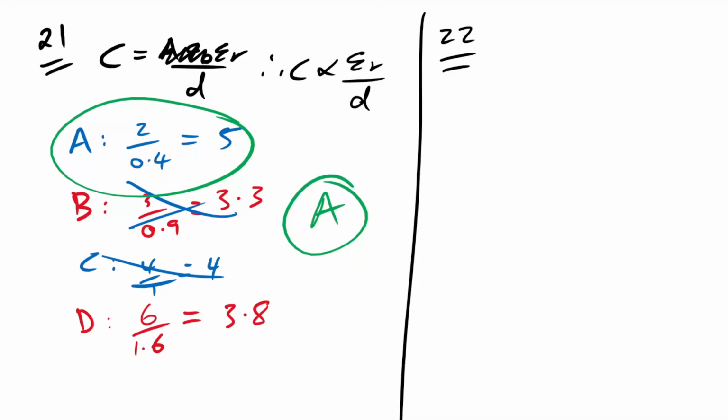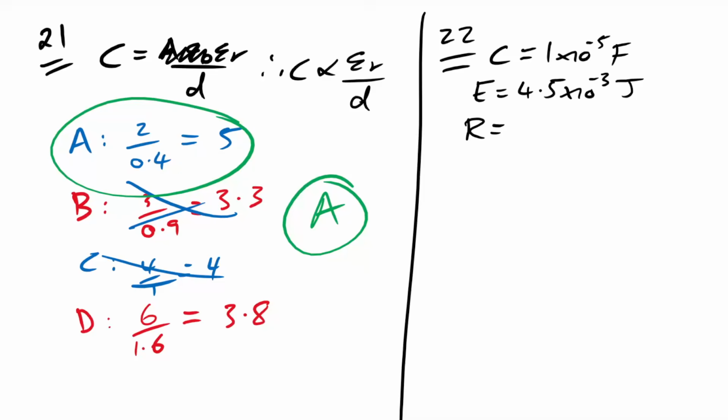22. We have a capacitance, 10 microfarads, so 1 times 10 to the minus 5, let's say. And we have an energy of 4.5 times 10 to the minus 3 joules being stored. We then have a resistance that is going through 25 ohms. Okay, what is the maximum current during the discharge of the capacitor?